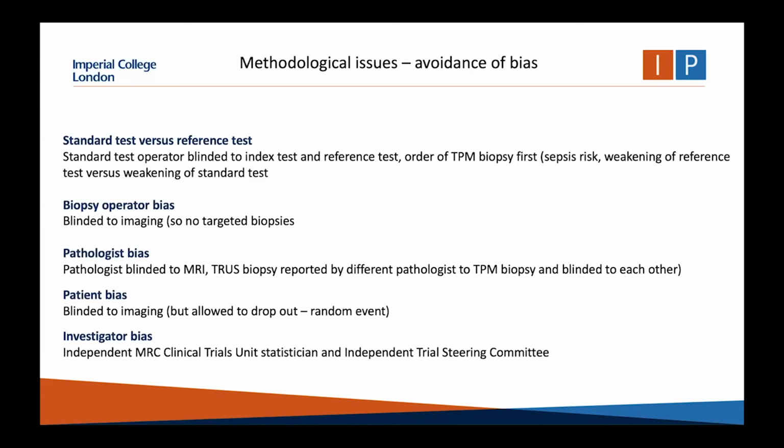to decide the order. And we took the view that doing a transfecal biopsy first would risk sepsis on a greater level than it normally would. If you then put 50 to 60 needles through the prostate after that with the reference test, that clearly meant that the TRUS biopsy could have been weakened in its accuracy.